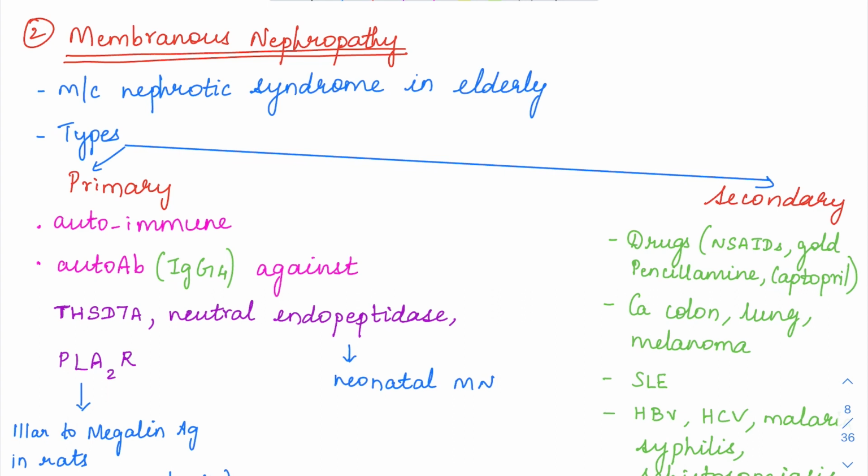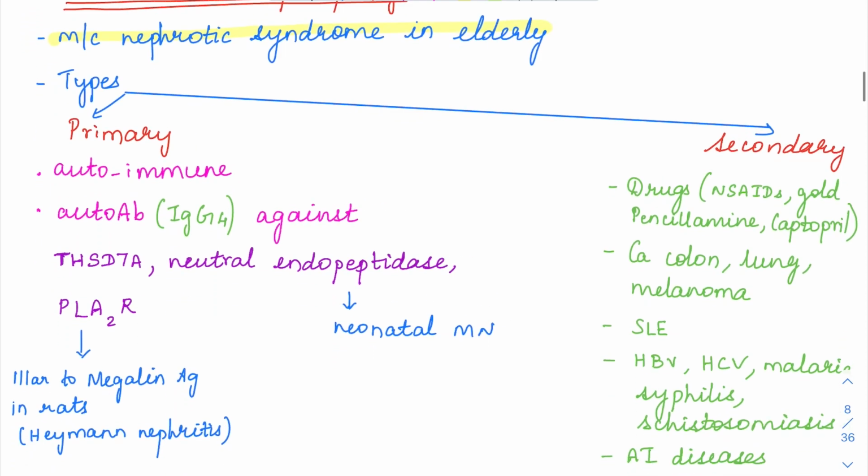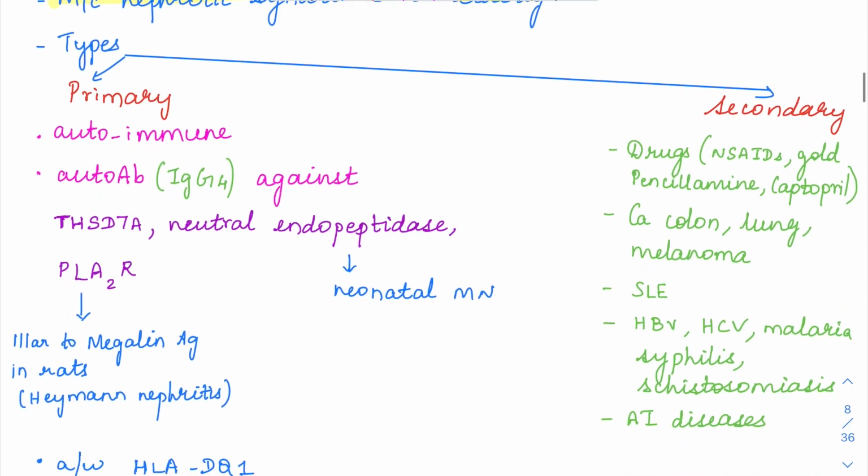So, membranous nephropathy will be the most common nephrotic syndrome seen in elderly people. Here we have two types of membranous nephropathy, primary and secondary. Primary is the one which is autoimmune. Now this is a very recent update. Initially, primary was considered to be idiopathic, but now they have found the reason for this: it is actually autoantibodies directed against certain target antigens present in the glomerulus.